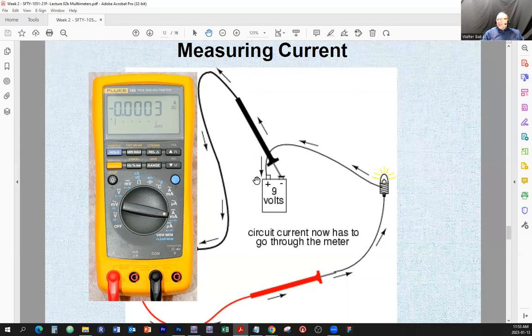Plus, before that happens, if you connect directly to the power source, you're going to present a zero resistance across the terminals, and things can go south pretty quickly. Okay?